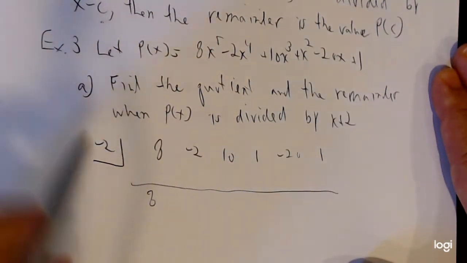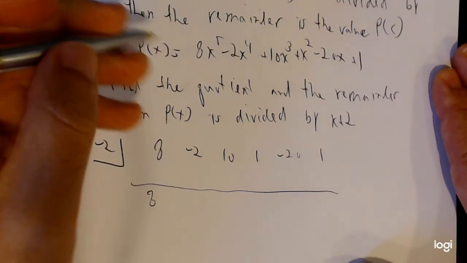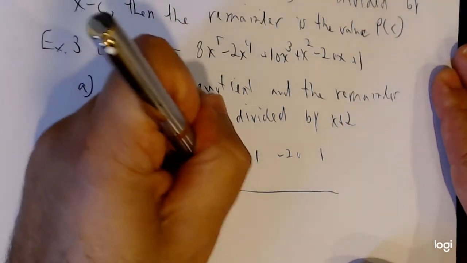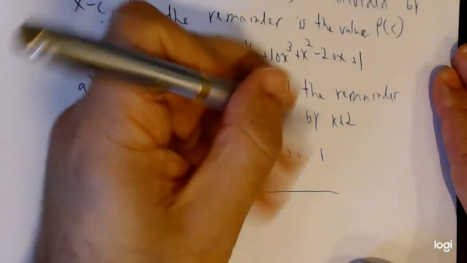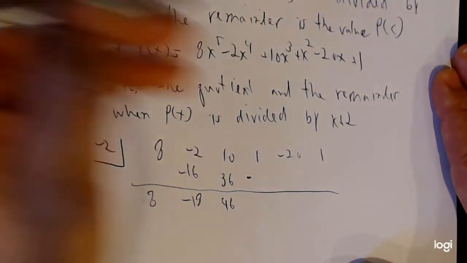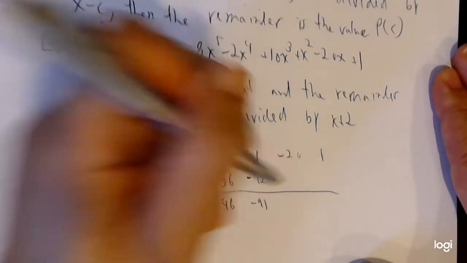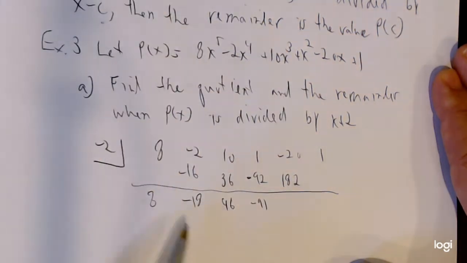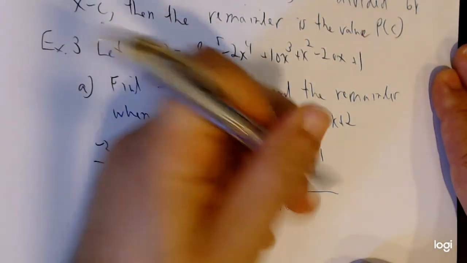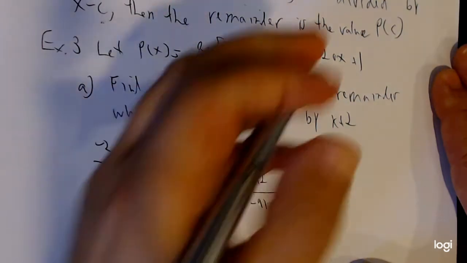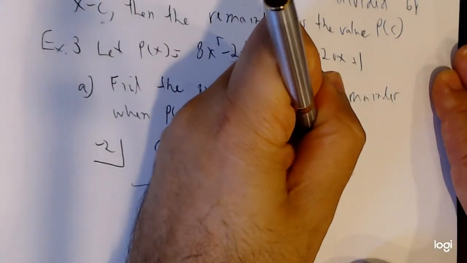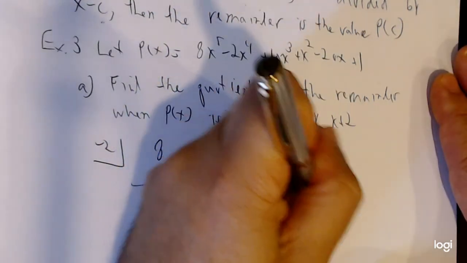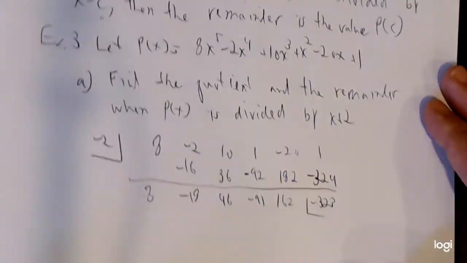So 8, then let's perform the process. -2 times 8 is -16, which is -18. -18 times -2 is 36, so 46. 46 times -2 is -92, which is -91. -91 times -2 is 182. Minus 20 is 162. 162 times -2 is -324, which is -323.